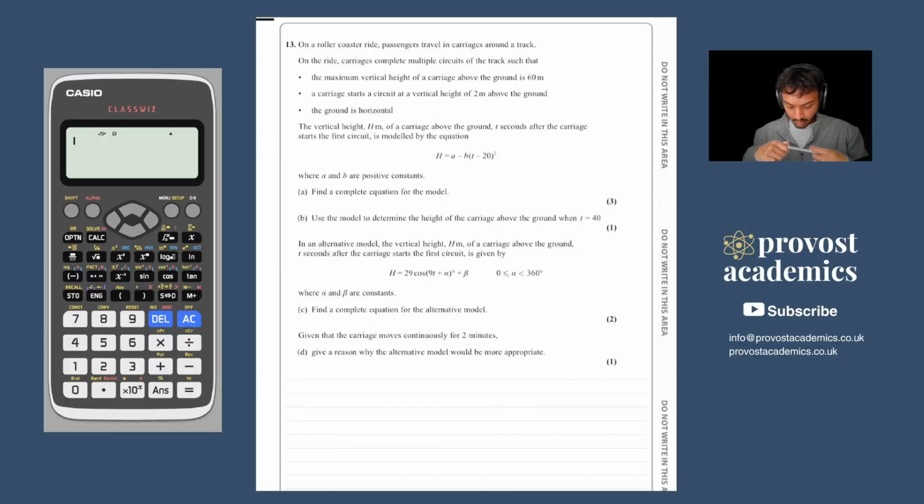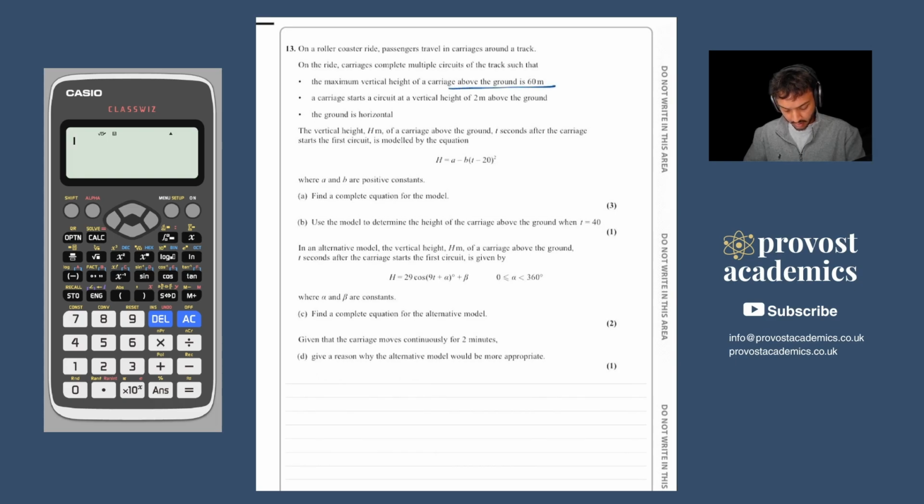Let's carry on. So we have question 13 now. It looks like it has to do with a roller coaster of some kind, and we've been told the modeling is quadratic. We've been told the maximum vertical height is 60 and the initial height is 2 meters. Okay, cool. We need to find the complete equation for the model, i.e. they're asking us to find the values of a and b, those being constants.